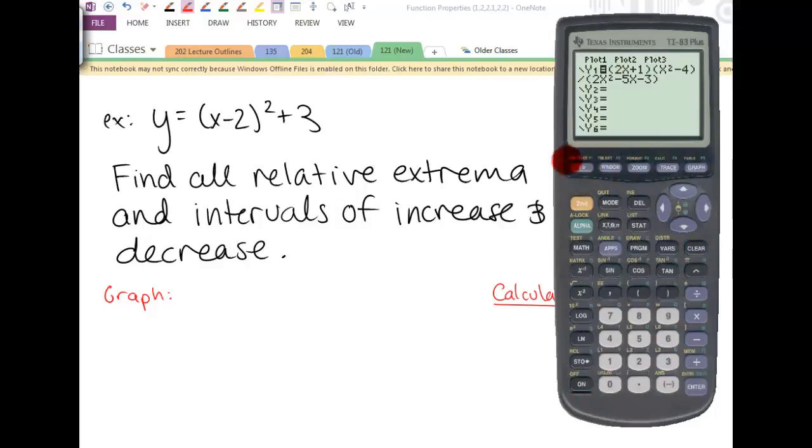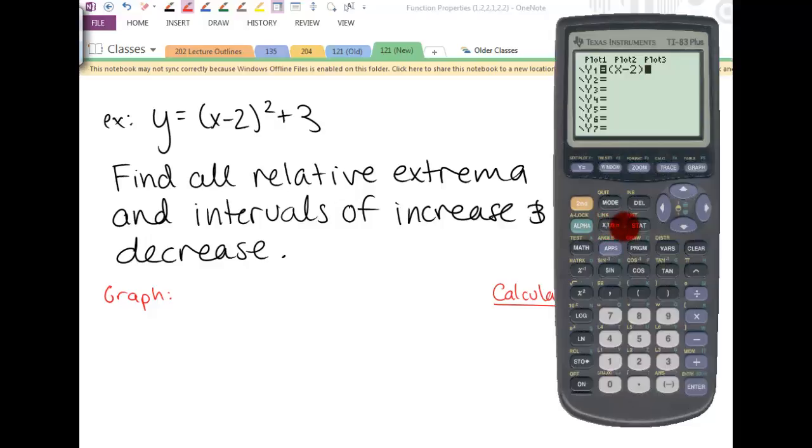So first we go into our y equals, which is the button up at the top left. I'll go ahead and clear out what I've got there. And then you want to type in the equation of what we want to graph. So here I'm going to type in x minus 2. You get your x from this button kind of in the middle here. It says X,T,theta,n.